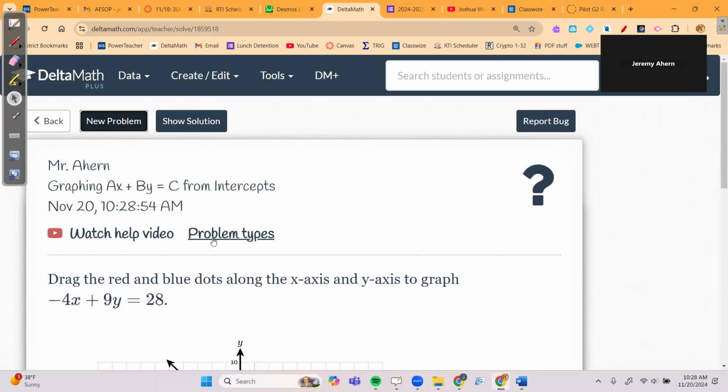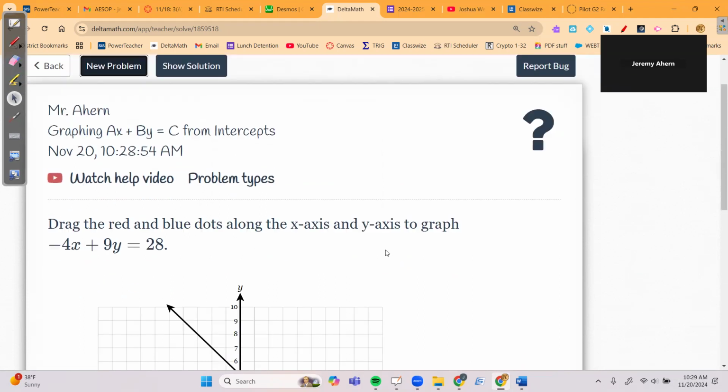Okay, let's take a look at this one. So Delta Math threw me a curveball here, but I'm glad that it did. We're going to have what we call a tweener here. Even though it's not the best method, we're going to follow directions and do it this way. No stress with the x. What is the x-intercept going to be?